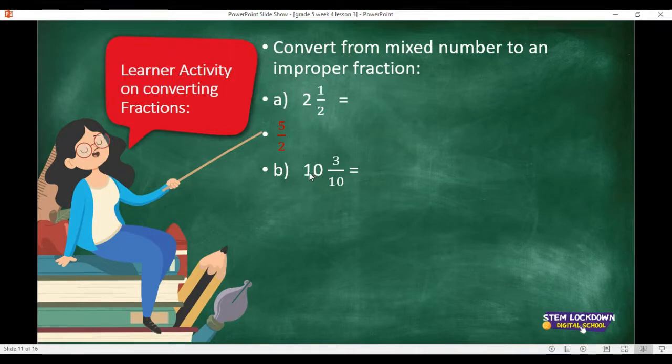So we're going to say 10 multiplied by 10, we get 100. And then we say 100 plus 3 equals 103 over 10. The answer here equals 103 over 10. So you see the denominator does not change. Whatever method you use, the denominator does not change.